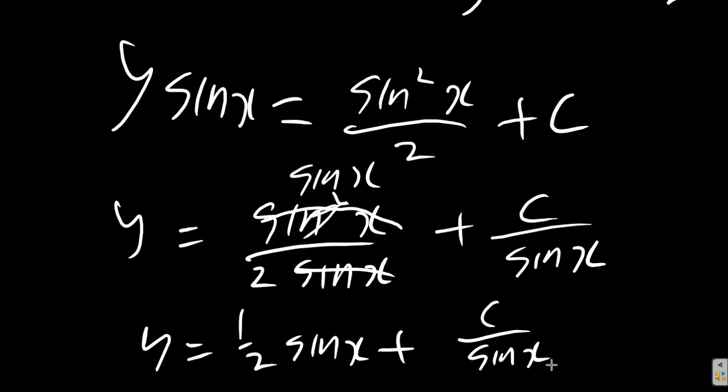Okay, so that's all it boils down to. That is what it has come to: y equals half sin x plus c over sin x. It looks quite simple and straightforward after going through so much work to get this. Alright, so that's what we have there.